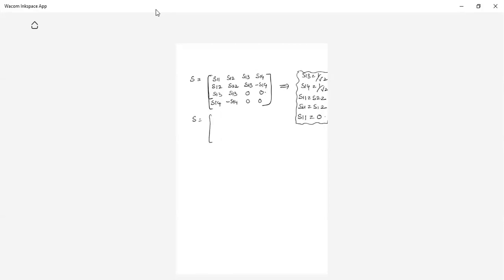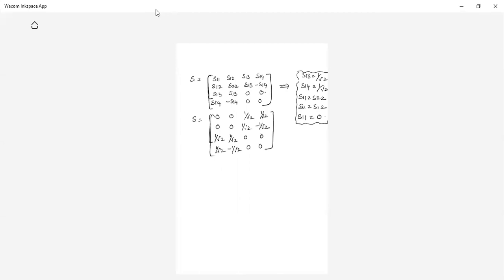We are going to get S11, first one, is equal to 0. So 0, 0, 1 by root 2, 1 by root 2, 1 by root 2, 1 by root 2, 0, 0, 1 by root 2, minus 1 by root 2, 1 by root 2, 1 by root 2, 1 by root 2, 1 by root 2, 0, 0, 1 by root 2, minus 1 by root 2, 0, 0. This is the S matrix of which tree? Magic tree. This is the S matrix of magic tree.